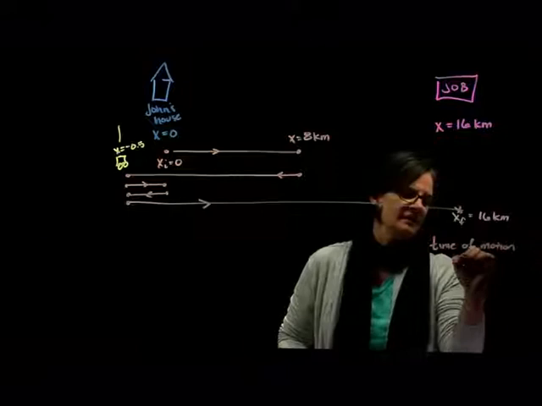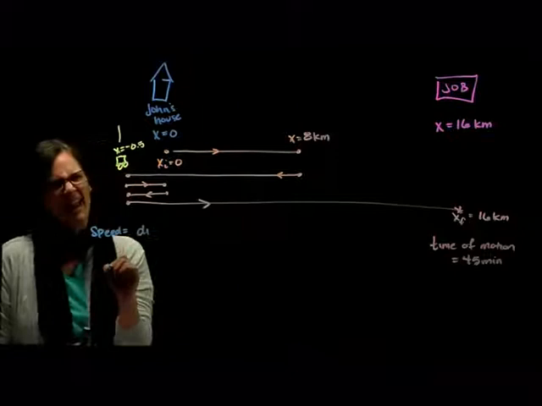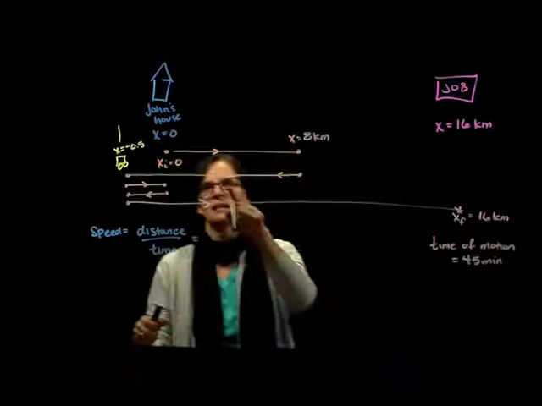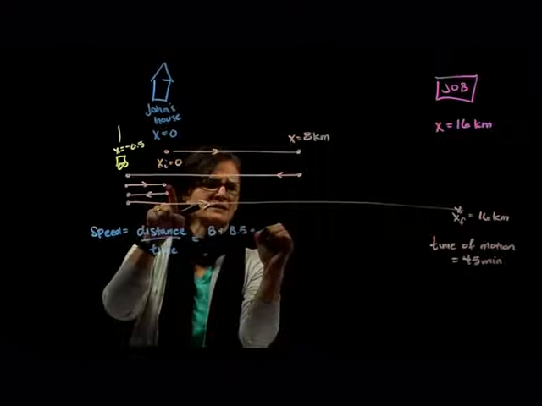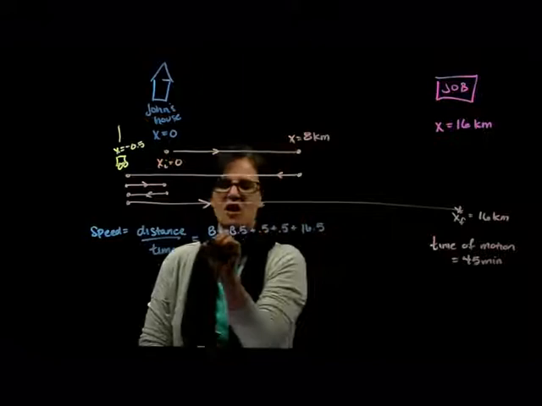So it's asking about speed and velocity. The speed, remember, is equal to our distance, and it's asking about average speed: the distance divided by the total time. Well, what is his distance? We have to keep adding up his lengths. So we go 8 plus 8.5 plus 1/2 plus 1/2 plus 16.5. And all of that happens over 45 minutes.